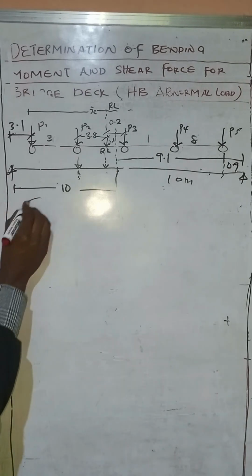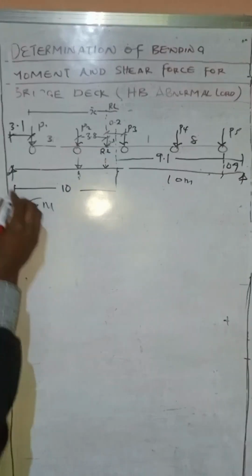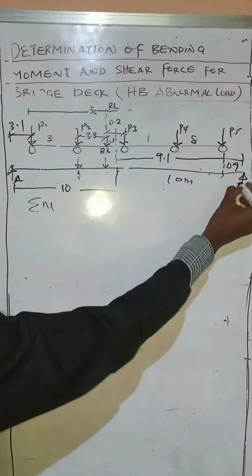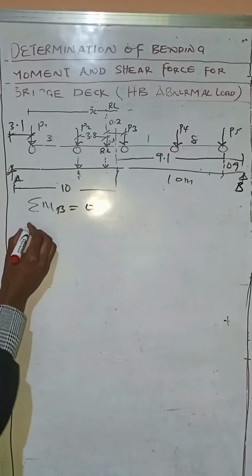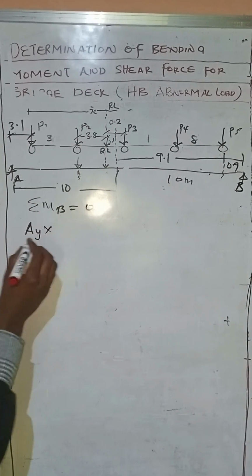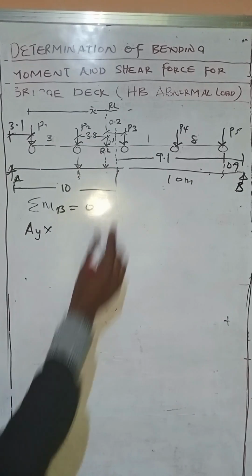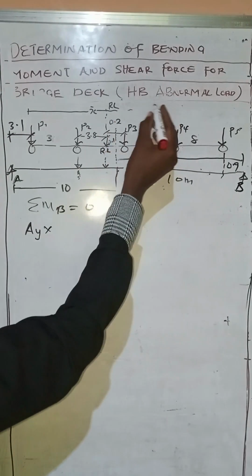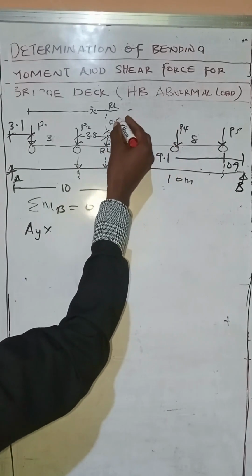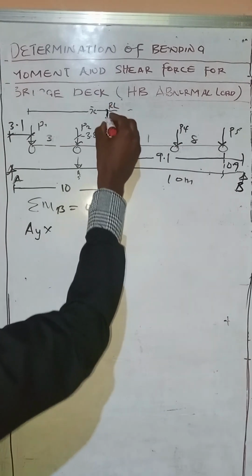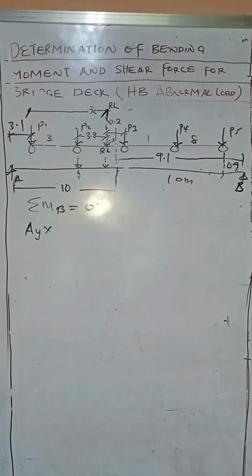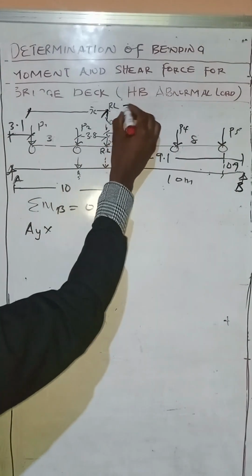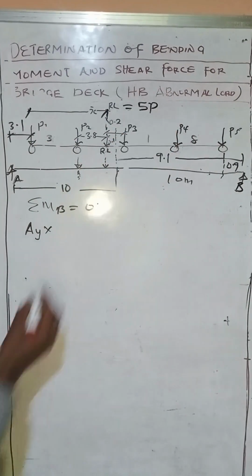So, calling this A and this B, summation of moment about B equals 0. We'll have AY times the resultant force. Remember, the resultant force is here. This is the resultant, and we know it is 5P.